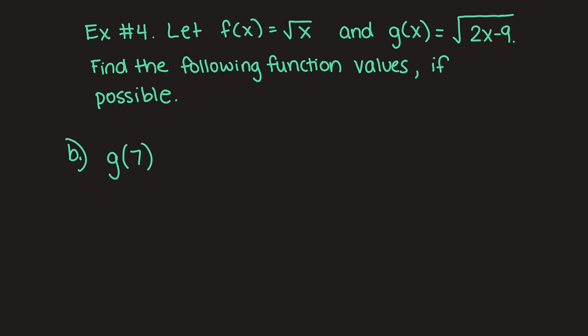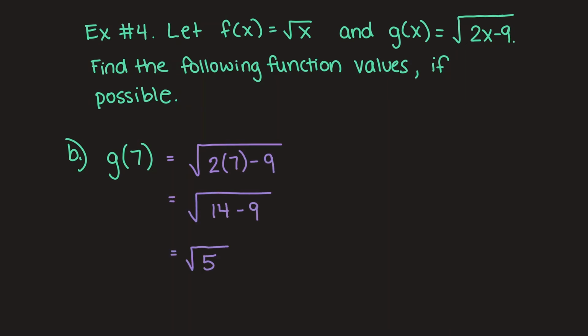For g of 7, we are substituting in 7 for x in the function g of x. So we get the square root of 2 times 7 minus 9, which simplifies to the square root of 5. And since 5 is not a perfect square, taking the square root of 5 on a calculator will give us an irrational number. Therefore, we can just leave it in exact form. So g of 7 is equal to the square root of 5.